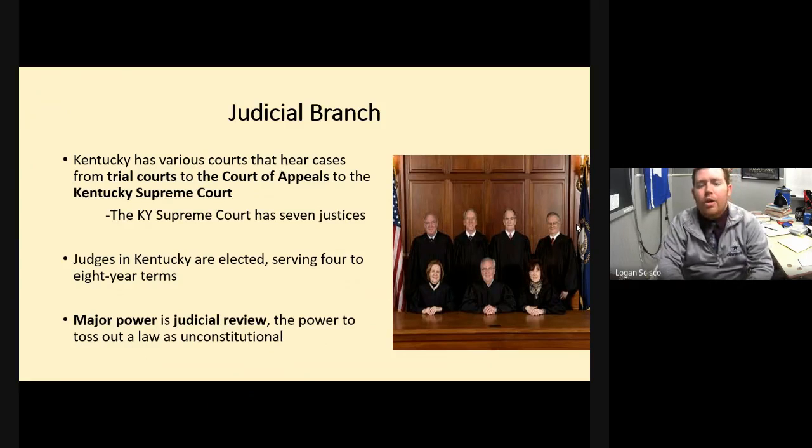The major power of judges in Kentucky is the power of judicial review, the power to toss laws out as being unconstitutional to the Kentucky Constitution. Now, keep in mind that the state Supreme Court can rule one way on an issue, but they can be overridden by the U.S. Supreme Court if someone appeals to that level. But the major power that people have in the state is the power of judicial review in the courts, because as the courts interpret laws, if they find that the laws are unconstitutional, then they get tossed out.